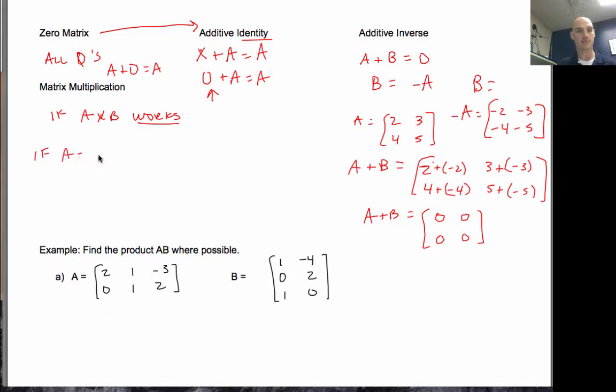if A is a 3 by 2 and B is a 2 by 4, you got to put them next to one another. So AB looks like this. It's a 3 by 2 times a 2 by 4. These have to match. So insides match.